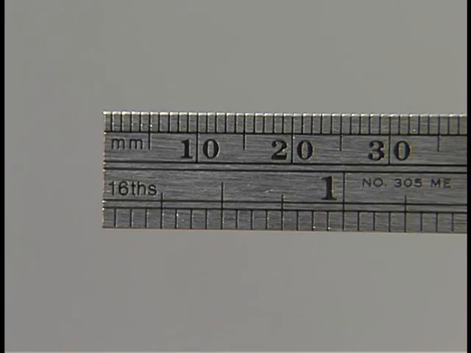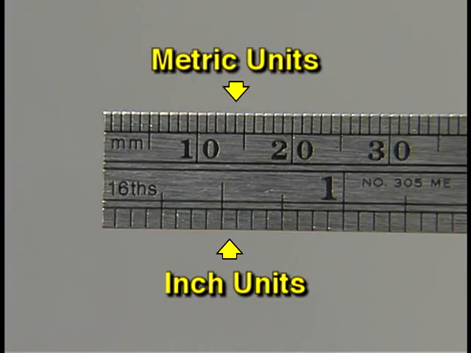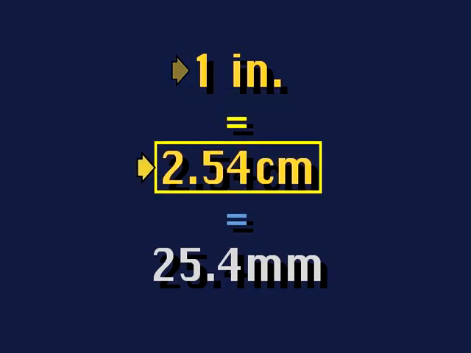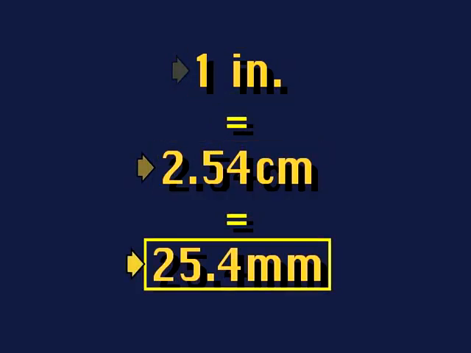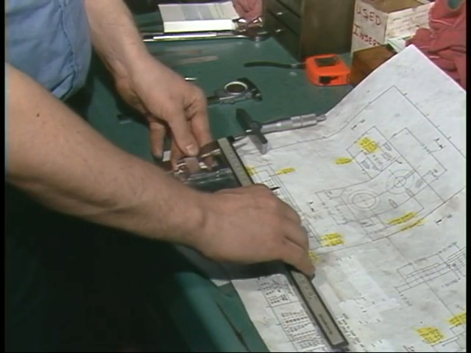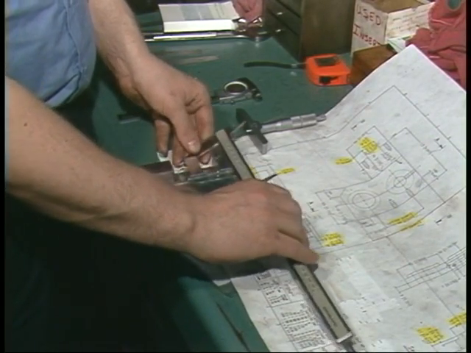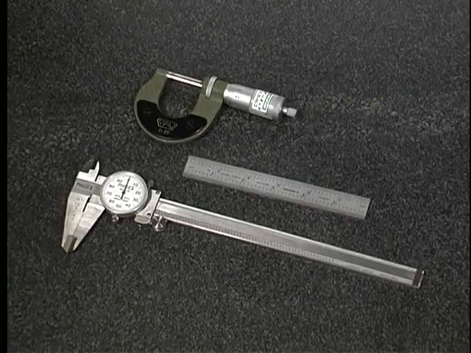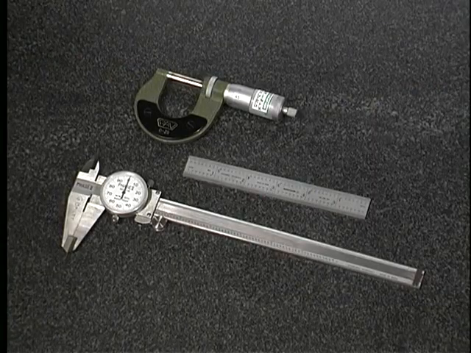If you have never measured in the metric system, you need to understand the relationship between inch units of measure and metric units of measure. For example, 1 inch equals 2.54 centimeters or 25.4 millimeters. If you have been making measurements in thousandths of an inch, it is important for you to be able to visualize the actual size of these measurements. A thousandth of an inch is almost too small to see.